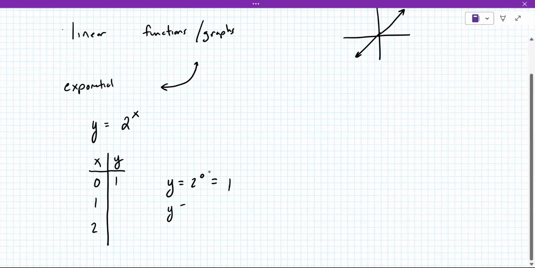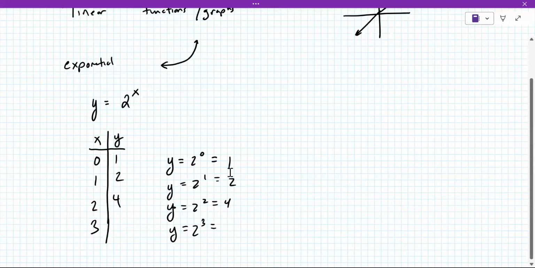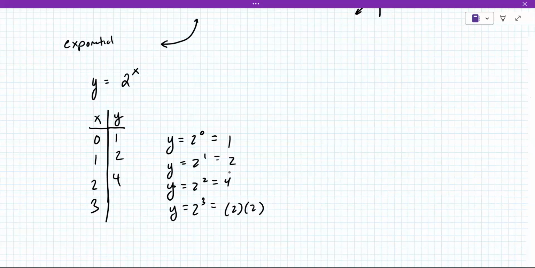And then what about 2 to the power of 1? What does that mean? 2. 2, good. And then 2 to the power of 2 is 4. Now let's go one more. Let's put 3 in. What's 2 to the power of 3? 9 or 6. Okay, so that's where I provide a little bit of explanation, right? This means 2 times 2 times 2.